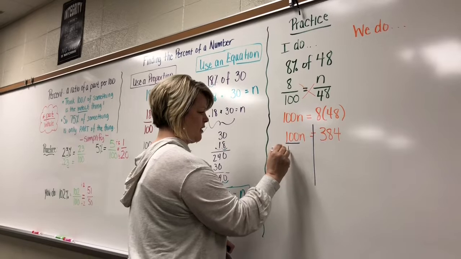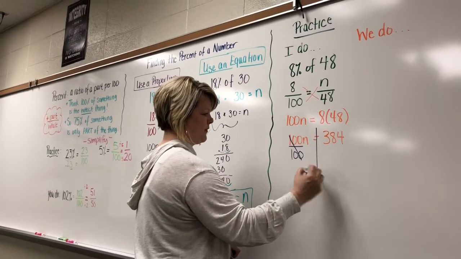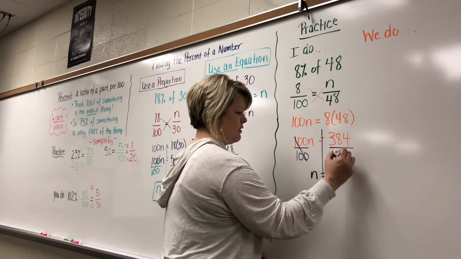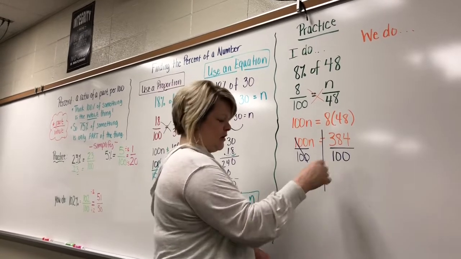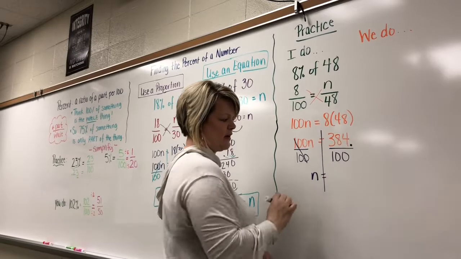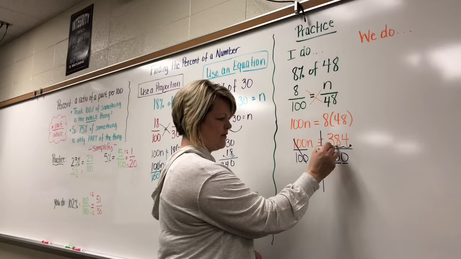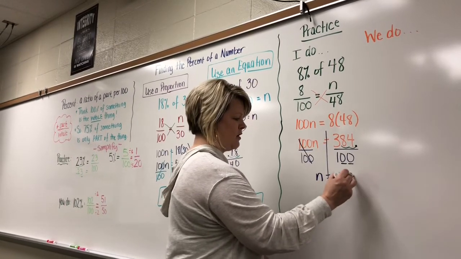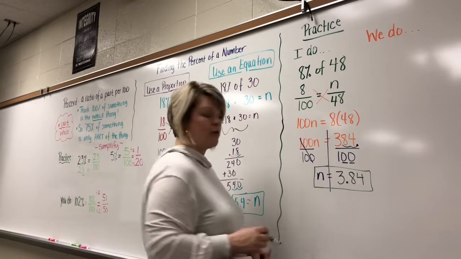I want to get n by itself. So now I have n. What I do to this side, I have to do to this side. Of course, again, we're dividing by 100. So I have my decimal point back here. I have 2 zeros, so I go 2 places to the left. So my answer is 3.84.